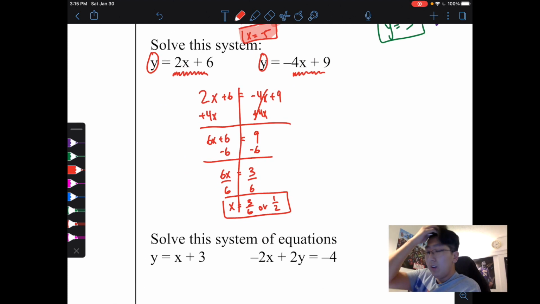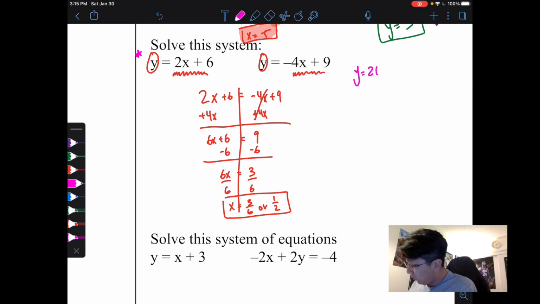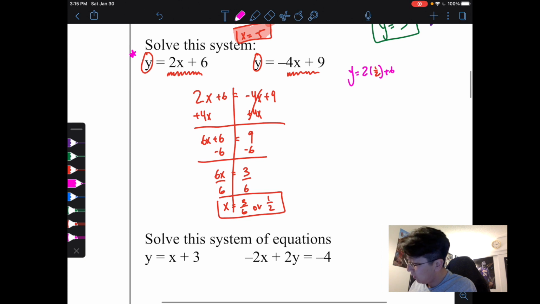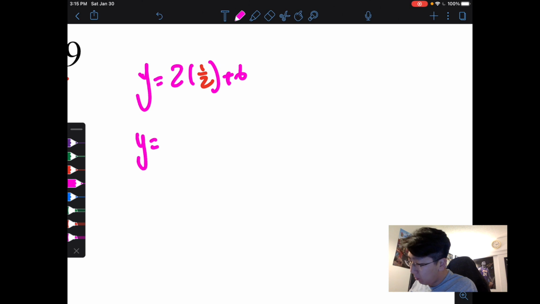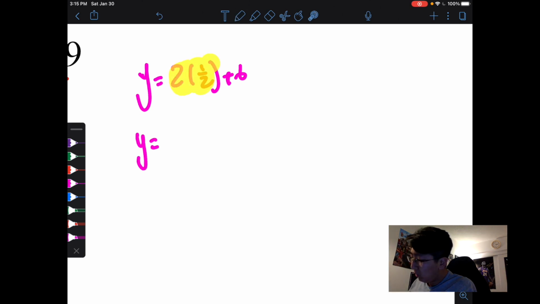Okay. Now what I need to do is take my first equation, y equals 2 times, and instead of x, I'm going to put 1/2. Okay. I'm going to go ahead and solve. Y equals 2 times 1/2. 1/2 of 2 is 1. Plus 6, so y equals 7.